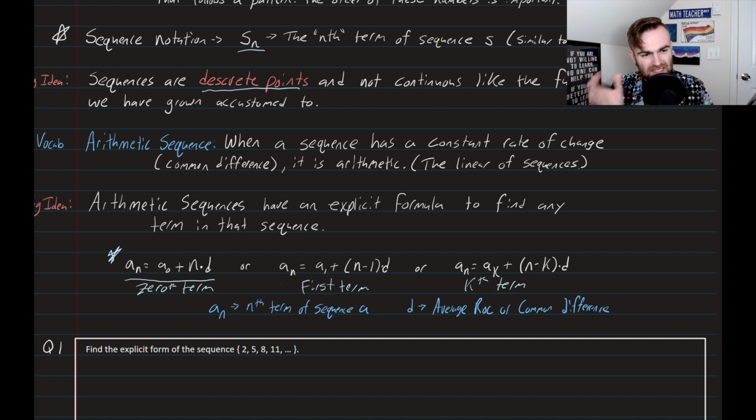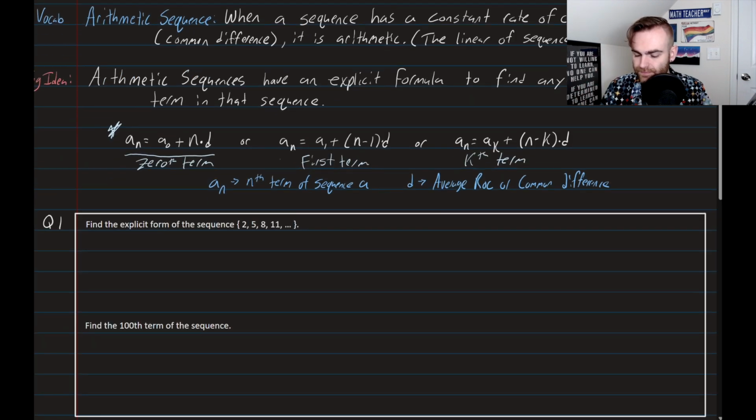But if you notice, these kind of look like linear equations or forms of linear equations that we've talked about before. And this a sub n is just your nth term of sequence A. It's your f of x, essentially. And the d in all of these is your average rate of change, your slope, your m in a normal linear function. So we're going to write the explicit form of this sequence.